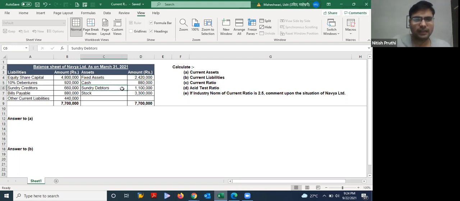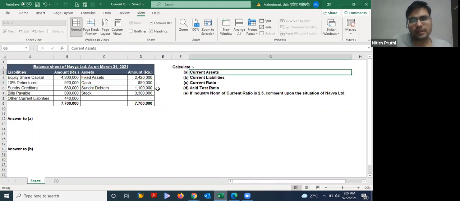Then they have sundry debtors, which can be realized within a period of 12 months generally, until and unless there is any exception. And the last one is stock. It can be stock of semi-finished goods, raw material, or finished goods. So it is very evident from the face of the balance sheet that there are 3 current assets of Navya Limited: one is cash, second is sundry debtors, and third is stock.